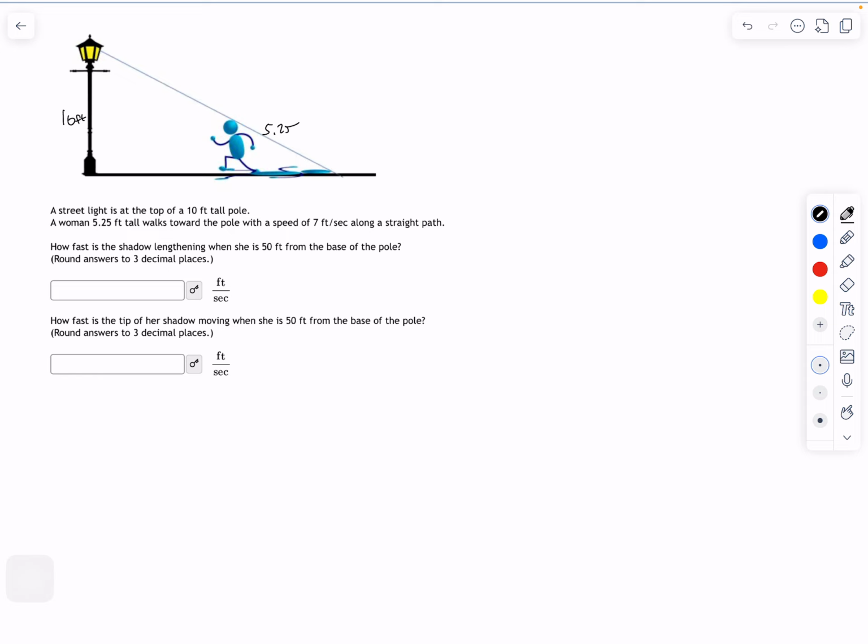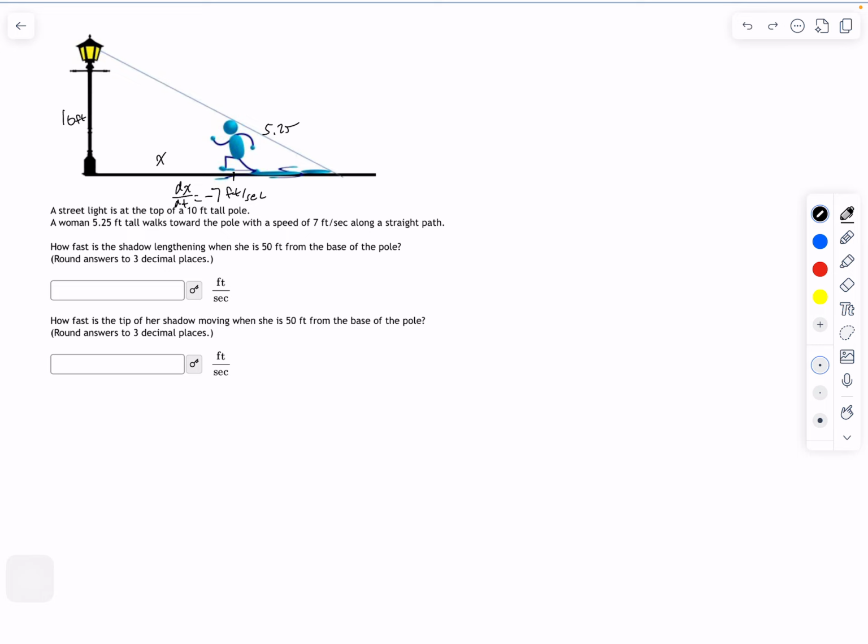So let's call this distance from the lamp x. The speed at which she's walking toward the lamp is dx over dt, equal to 7 feet per second. And we're going to make this negative because as every second passes, she's getting closer to the lamp, and that means x is decreasing. Right, she's walking toward the pole.